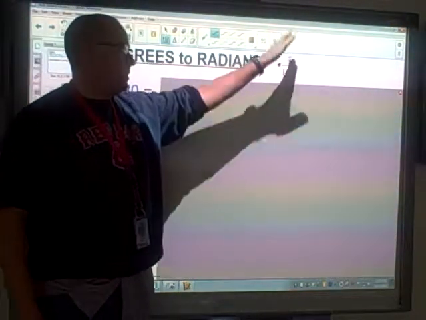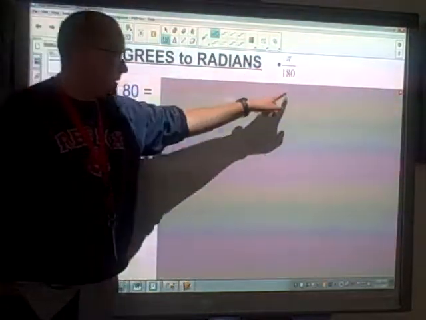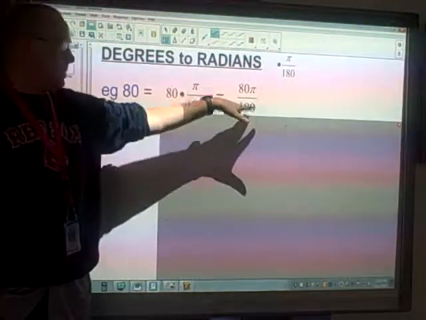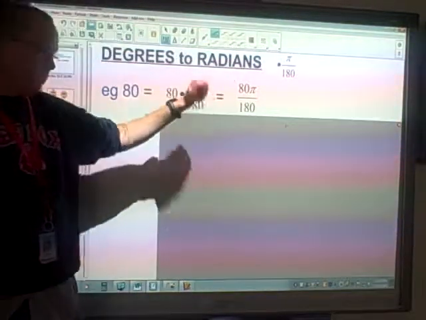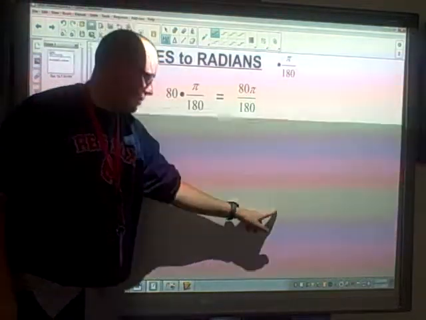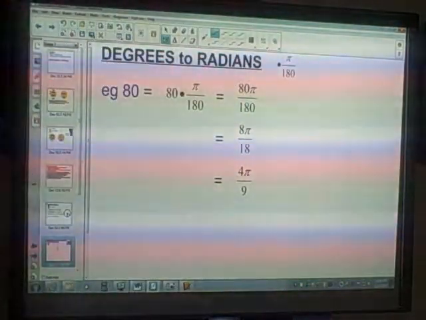Notice that fact from earlier, pi radians equals 180 degrees. So if I start with 80 degrees, times it by pi over 180. All we need to do is simplify the fraction. If you've got a good calculator, it'll do it automatically. Divide both sides by 10, and I can also see a factor of 2 here as well. So we should end up with 4 pi over 9.